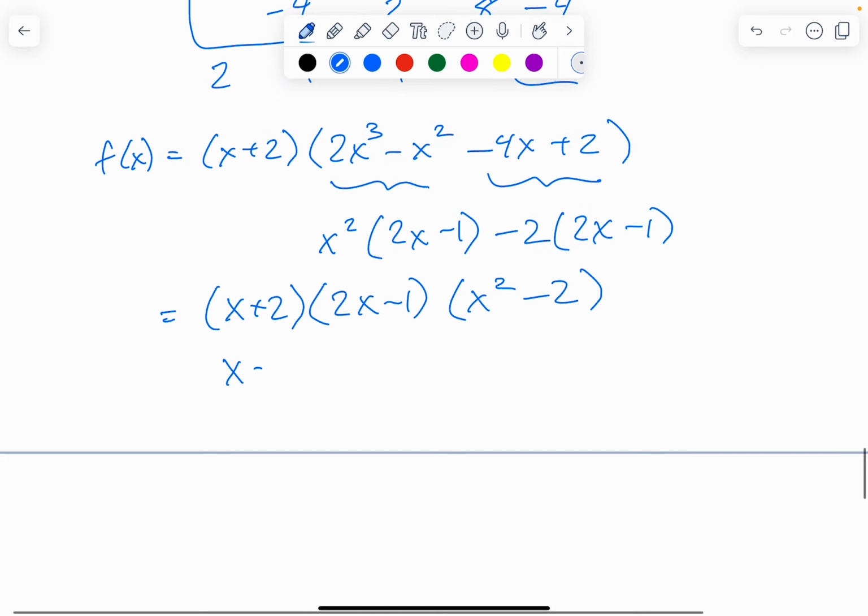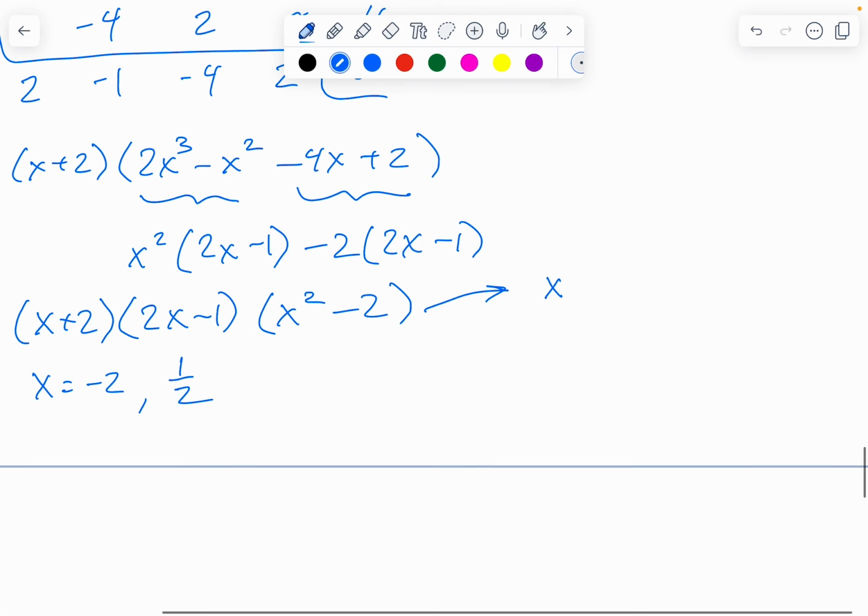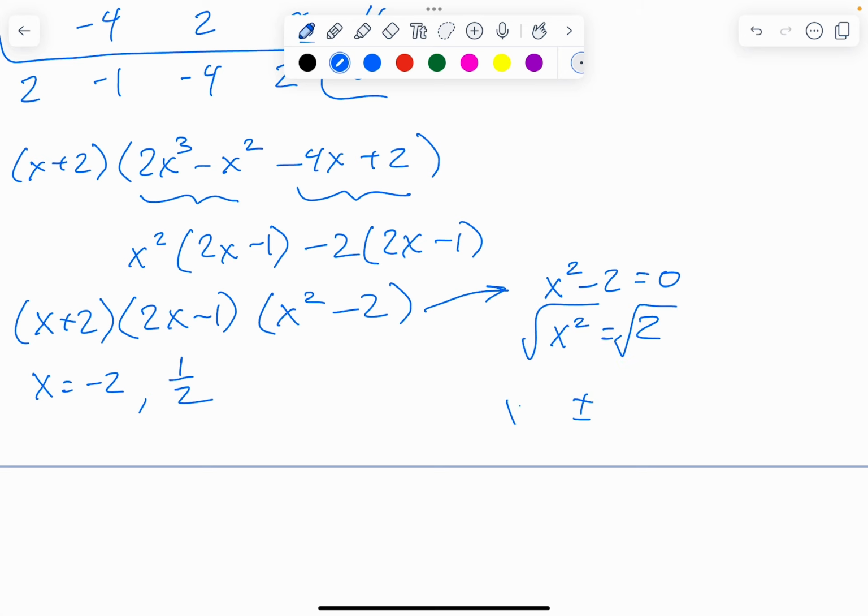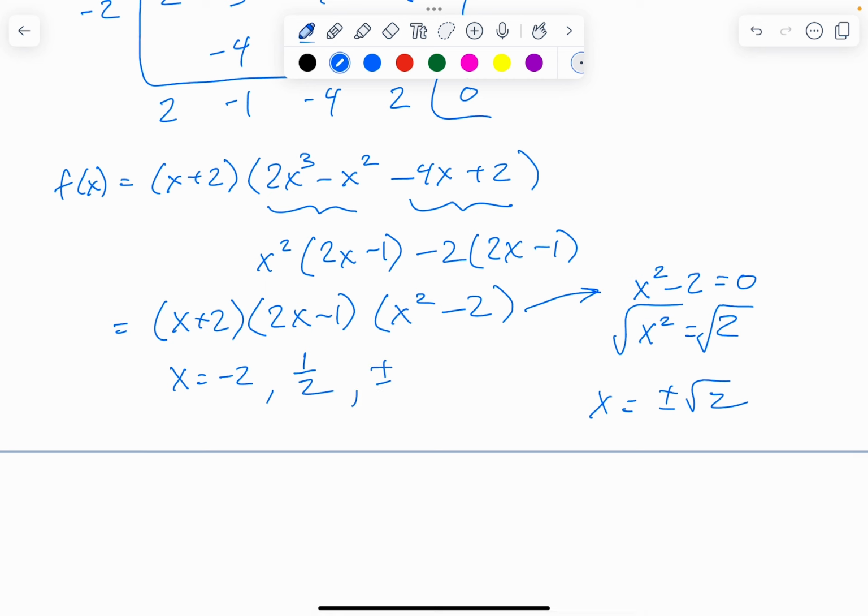This is going to give me a zero of -2. This is going to give me a zero of +1/2 because I added 1 and divided by 2. And then here, let's do the cheer. X squared minus 2 equals 0. X squared equals +2. Square root, plus or minus. X is equal to plus or minus root 2. And so I had 4 zeros, and here they are.